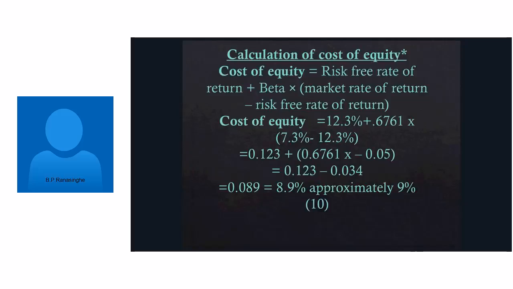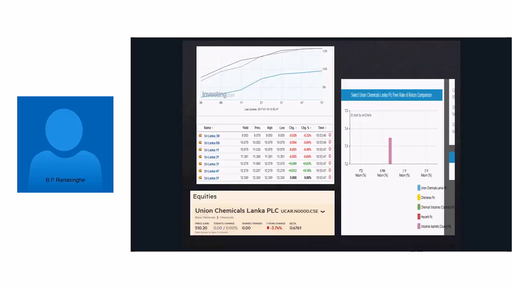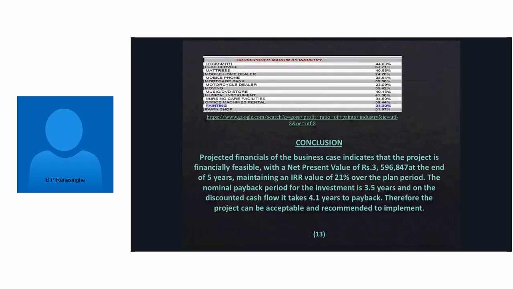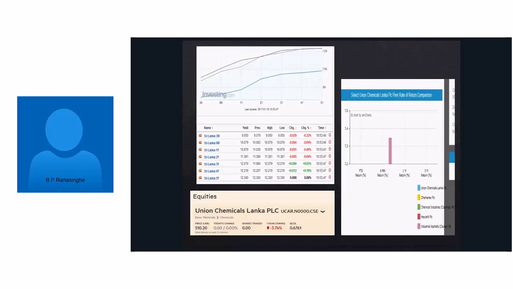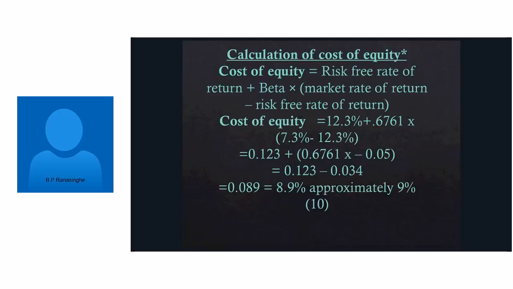I have taken the risk-free rate as 12.3%. I obtained this from the industry figures, and it is also mentioned in this slide. Since this is a 5-year project, I have taken the 5-year treasury bond rate as 12.3. Also the beta factor: since this is a chemical related industry, I have taken Union Chemical Lanka PLC's beta factor as the comparable beta factor, that is 0.6761. Also I have taken the market required rate of return as 7.3 based on the industry's rates. That is how I calculated the cost of equity. So finally I arrived at approximately 9% as my cost of equity.